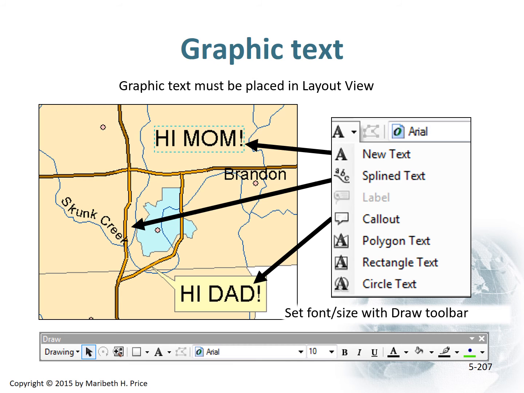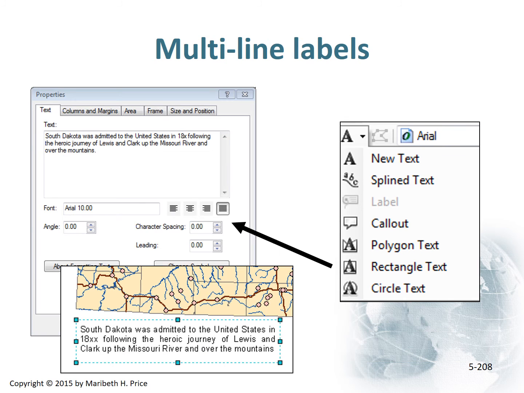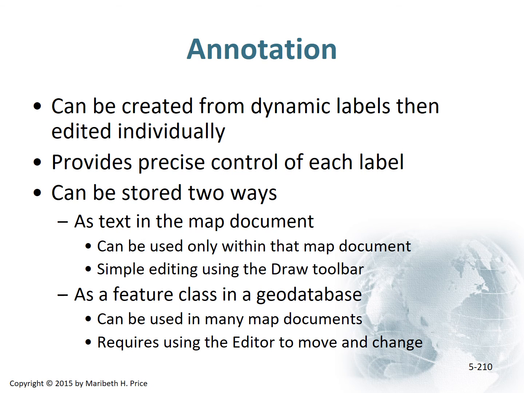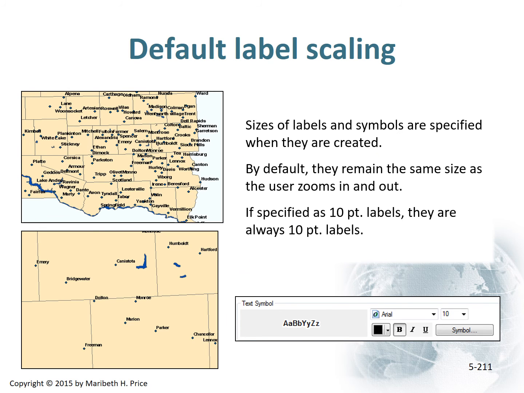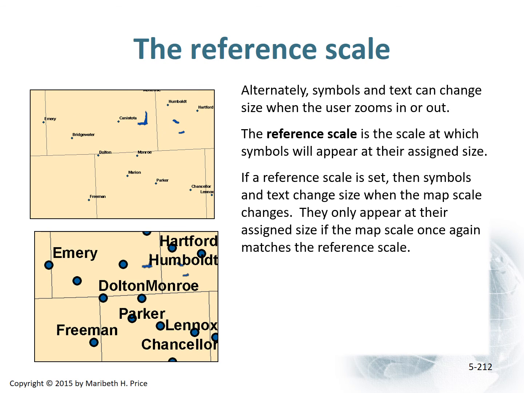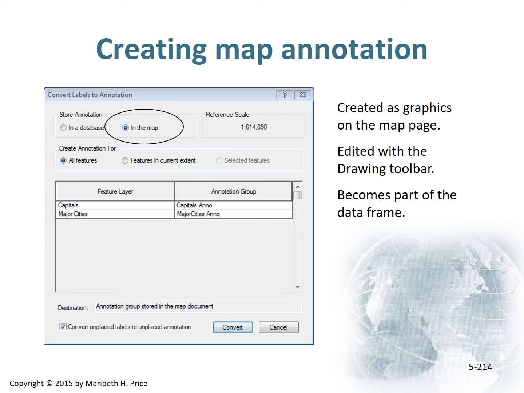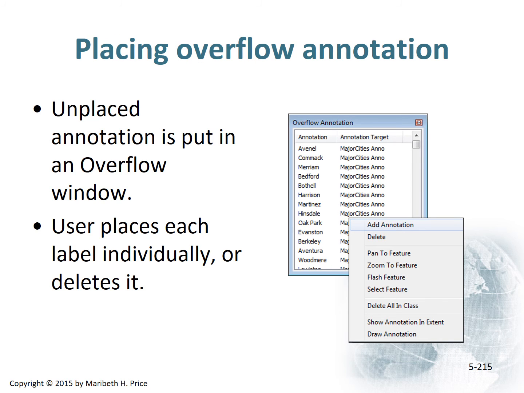Just more about where you go to set this stuff up, what it looks like, how it can be set, the various tools that allow you to modify things, same with annotations, default label scaling, scale, and how you go about creating annotation. Overflow annotation: when you do annotation, sometimes there are things on the list that just don't make it on a map. They go in the overflow box where you have to individually decide if you want to leave it there, delete it, or put it back in place.